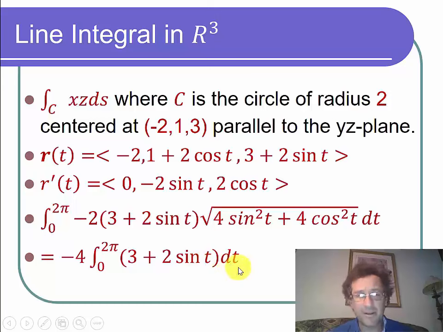And this now is a very simple integral. The integral of 3 is just 3t, from 0 to 2 pi gives you 6 pi. 6 pi times -4 is -24 pi. And the integral of 2 sine of t from 0 to 2 pi gives you 0, because you end up with -2 cosine t from 0 to 2 pi, and they cancel each other out. So I'm left with the line integral over C of xz ds is negative 24 pi.